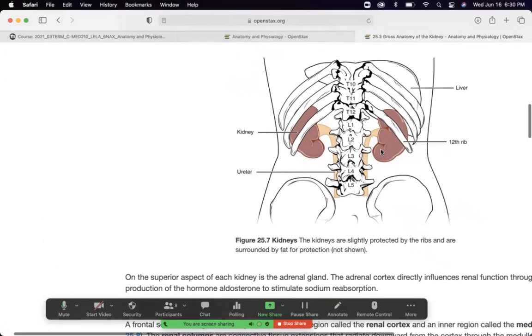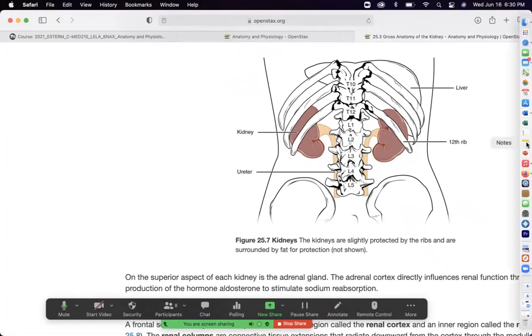Now, our whoever created us is really smart, because our kidneys are located retroperitoneally. Now, what does that mean? Let me write down that word so we can break it down.